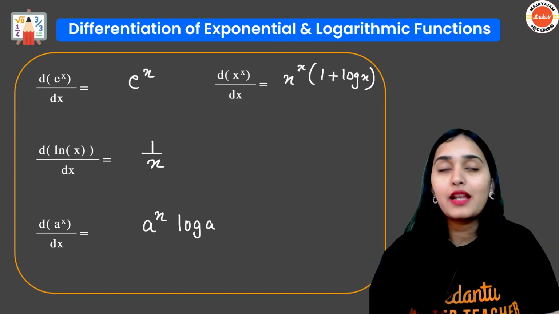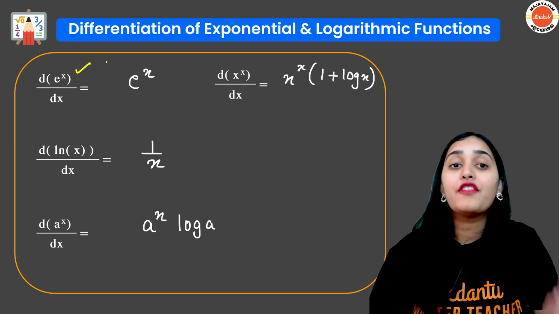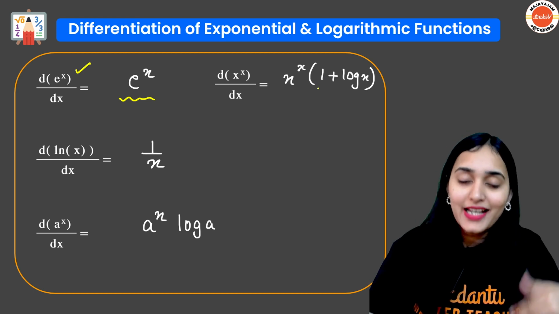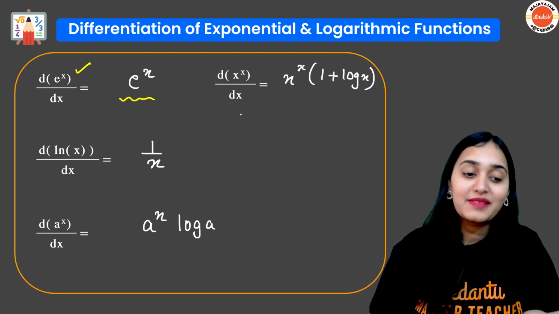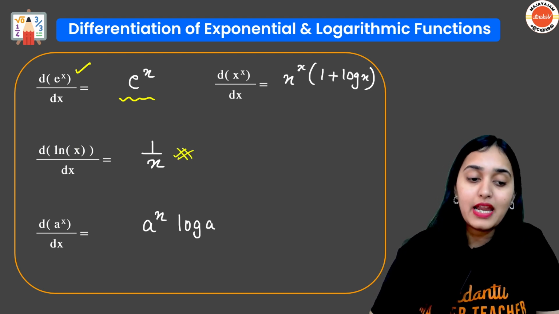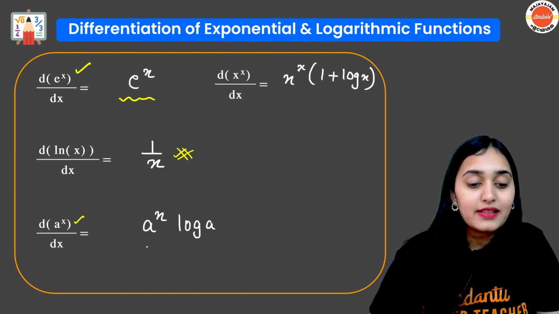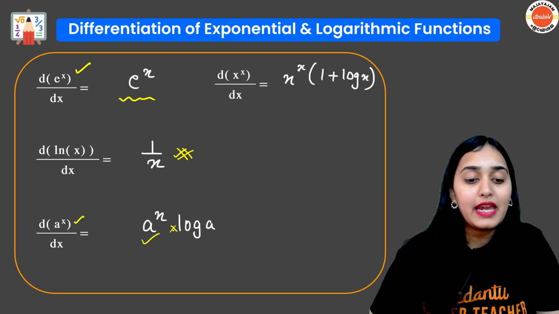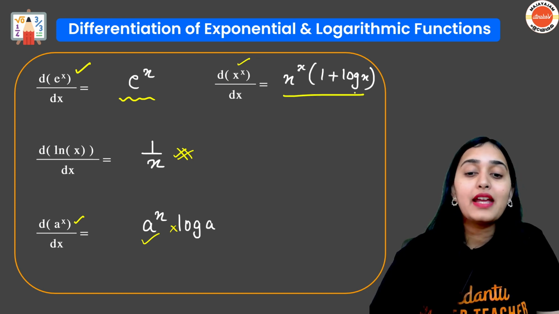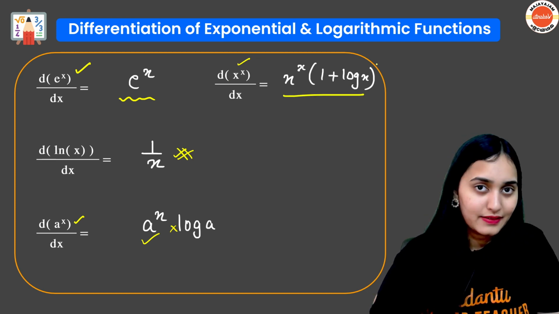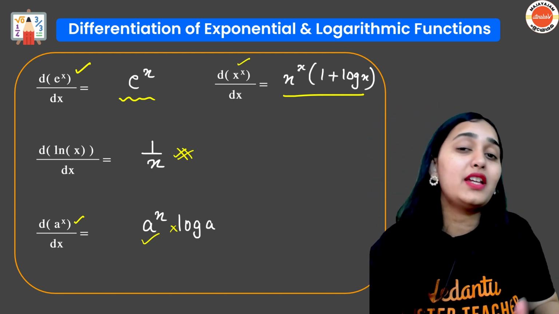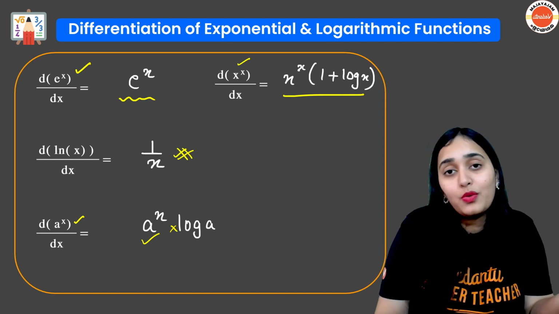Some more formulas which are important. Differentiation of e to the power x is e to the power x. Nothing changes. If you differentiate e to the power x, you get e to the power x. Differentiation of log x is 1 upon x. Important. Differentiation of a to the power x is a to the power x into log a. Differentiation of x to the power x is x to the power x into 1 plus log x. Remember these formulas, they are used in differentiation. All the formulas you have to memorize. There is no other way out.